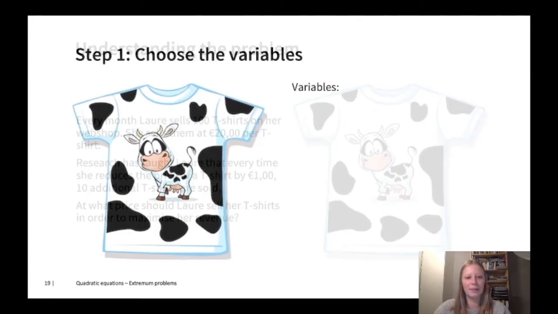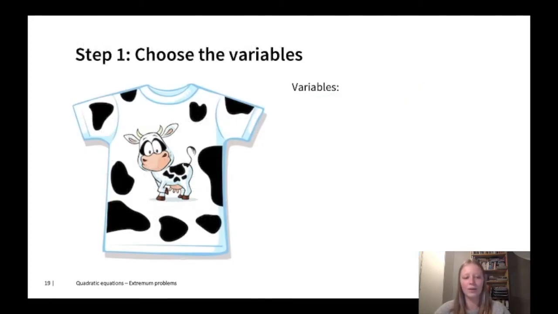So our first step is to choose our variables. Now, how can we calculate how much money she'll make? To do that, we need to know obviously the price of her t-shirts and the number of sold t-shirts. So these are our two variables. So the price per t-shirt, we're going to represent this with the letter P, and the number of sold t-shirts is in this case Q. So these are our two variables.